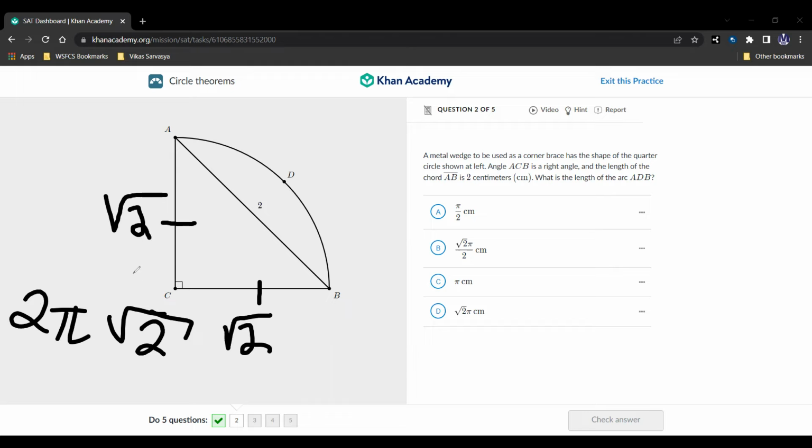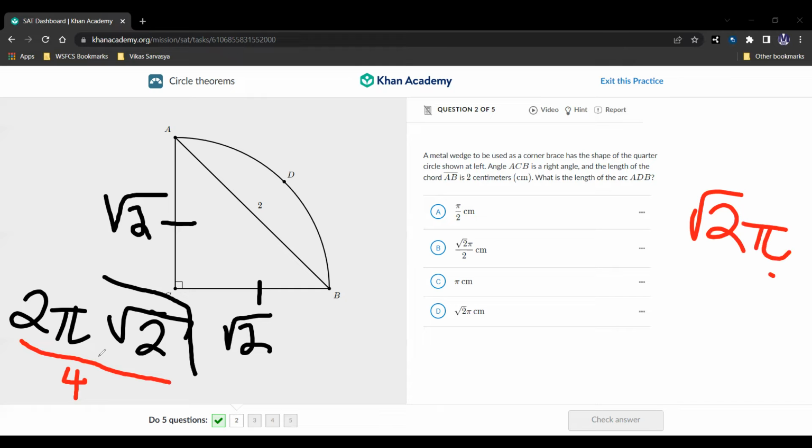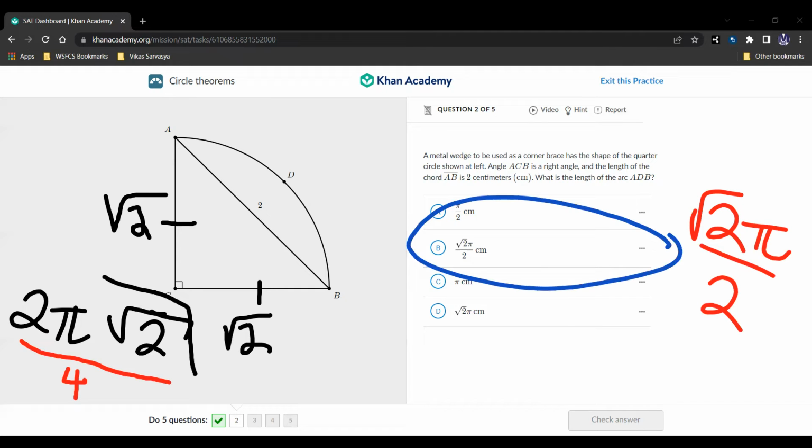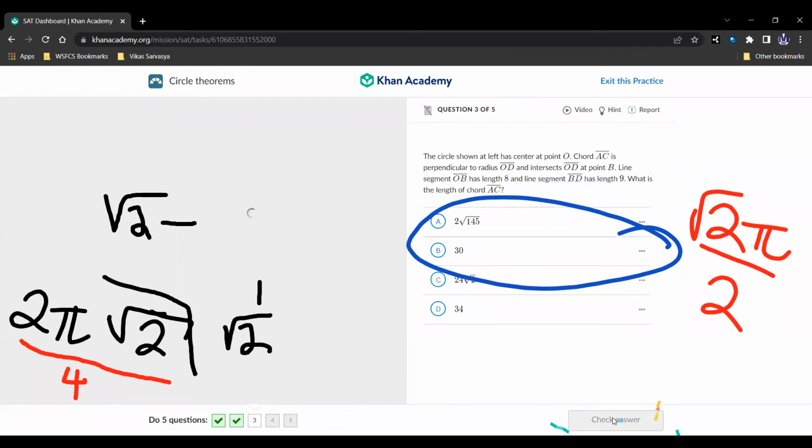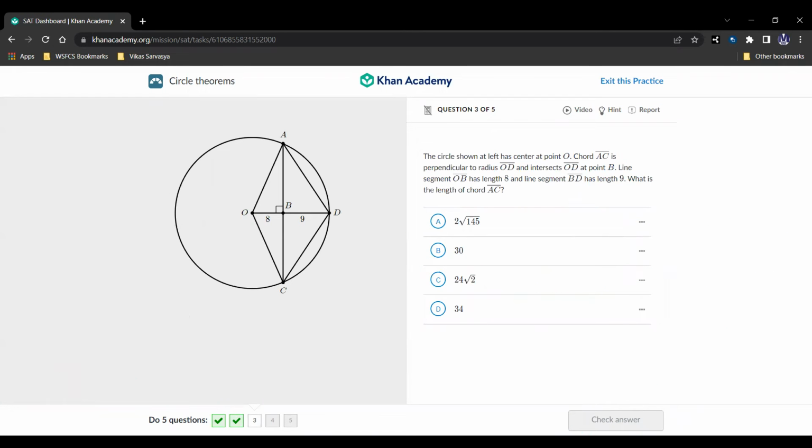Right, so that is the circumference. A fourth of that is going to be 2 pi square root of 2 over 4, which is just going to be square root of 2 pi over 2. That's our answer. Let's continue. All right, next question. Here it is.